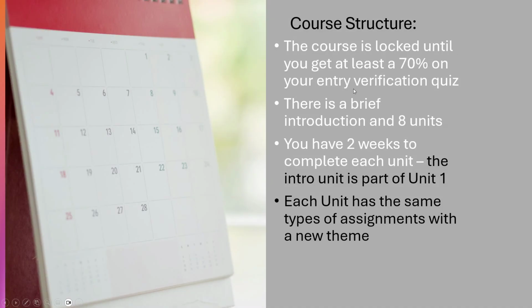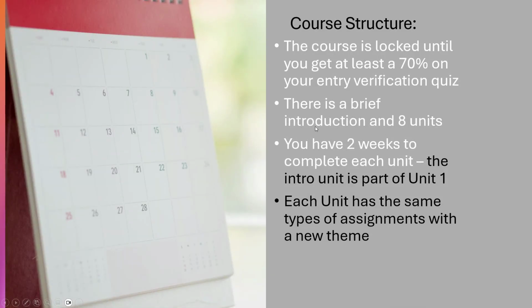The course is locked until you take the entry verification quiz. This is the same for all online courses at Coastal, so if you've taken it for one class, it's the same quiz. You still have to take it for this one to see anything in the class. Just get a 70% and you're good. You're in the class officially. I don't count it as a grade, so don't think you have to get 100. Just get it over with, you're in the class.